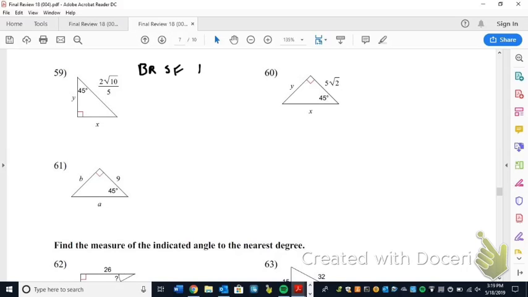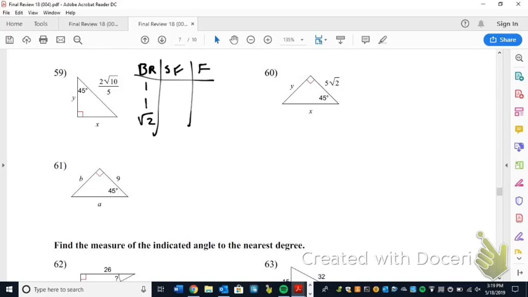61, same general idea, or 59, except this time I'm doing it with a different triangle. This one's a 1, 1, radical 2, because it is a 45-45-90 triangle. Here we have 2 radical 10 over 5 as our hypotenuse. I just did this one completely wrong. This is what happens when you're doing it when you're sick.